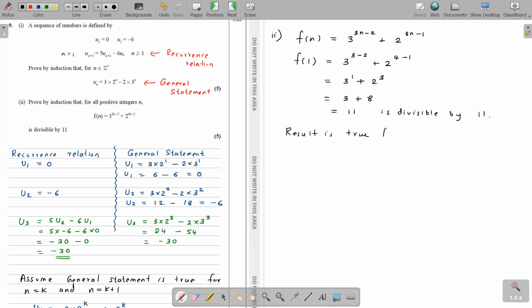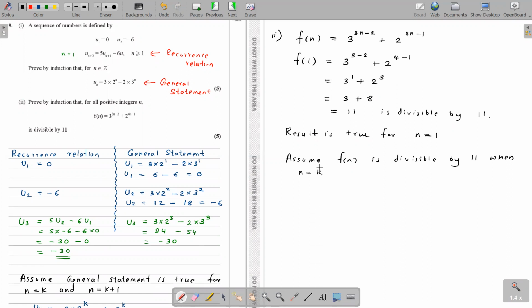The result is true for n equals 1. Okay, then what's the next step of our induction? Assume Fn is divisible by 11 when n equals k.